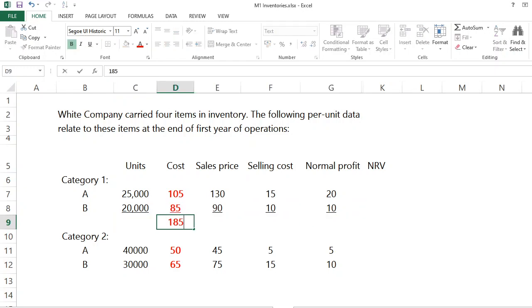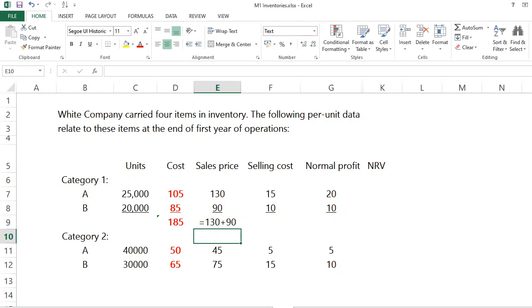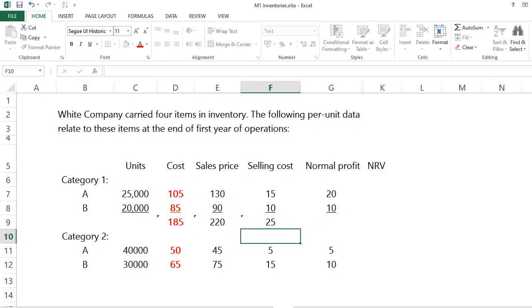We have here 185 total cost. Our sales price is 130 plus 90, so we have 220. And then our selling cost is 25. Therefore, for category A, we have NRV of 220 minus 25. That's 195. Next.